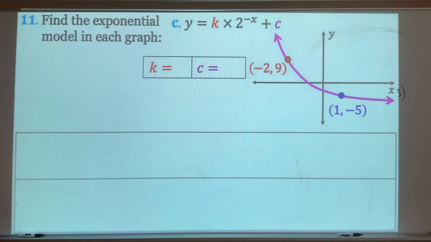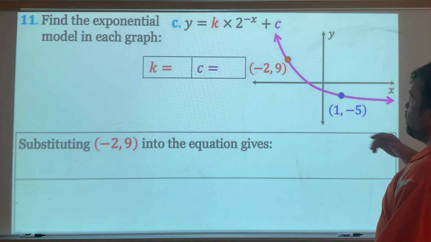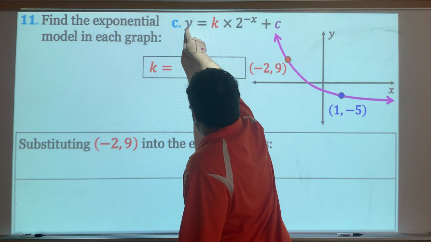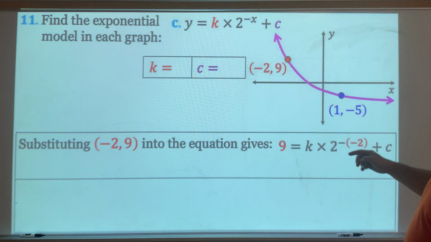Next one. Problem 11. Here we go. First thing, you're going to set up your equations. The first point I'm going to use, notice there is no intercept here, which is okay. I'm going to use point negative 2, 9. 9 equals k times 2 to the negative 2 plus c.